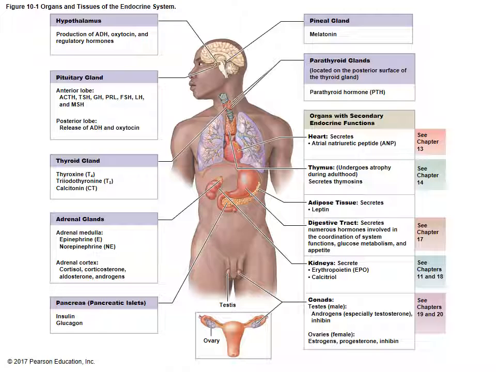And then lastly, we have a handful of organs with secondary endocrine functions, right here in this tannish looking table. So everything from the heart, thymus, fat tissue, meaning adipose tissue, digestive tract, kidneys proper, as well as the gonads, which would be the testes in male and ovaries in female, can also secrete hormones that can cause changes in tissues throughout the body.